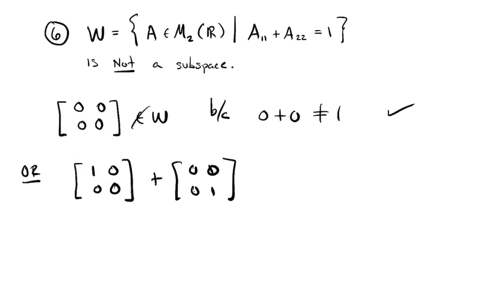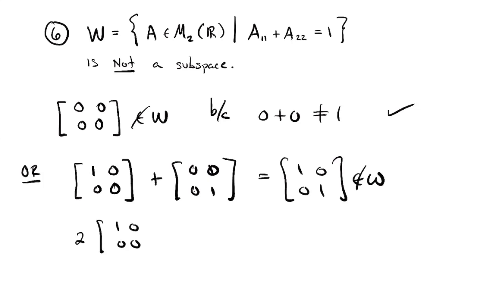Yeah, 0 plus 1 is also 1. But if you add those matrices together, their result isn't in W. W is not closed. Yeah, I think you can easily imagine why W isn't closed under scalar multiplication either. The scalar multiple of that matrix in W doesn't belong to W.